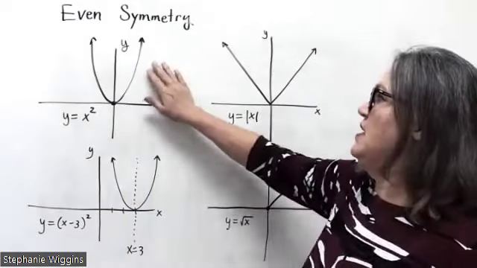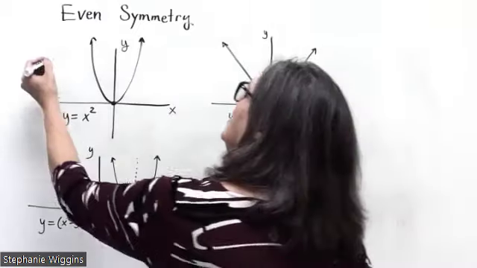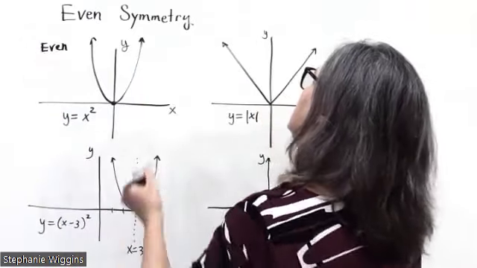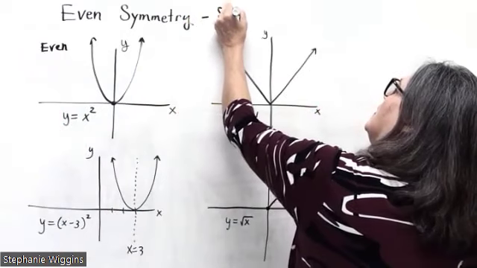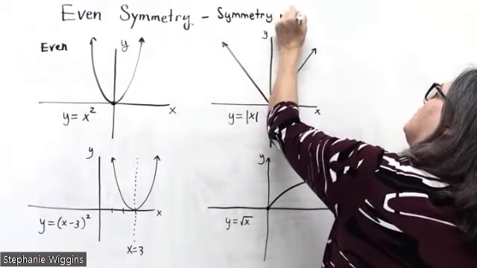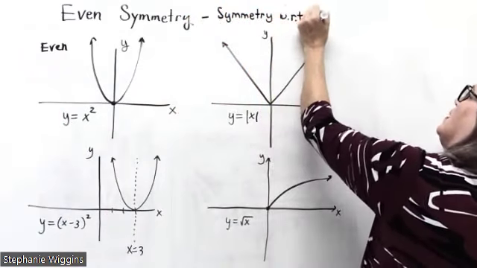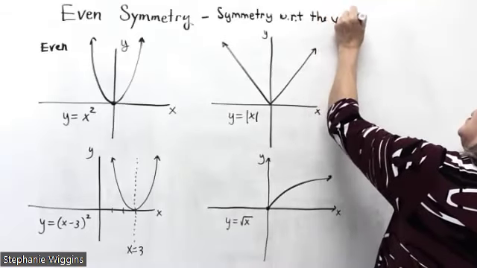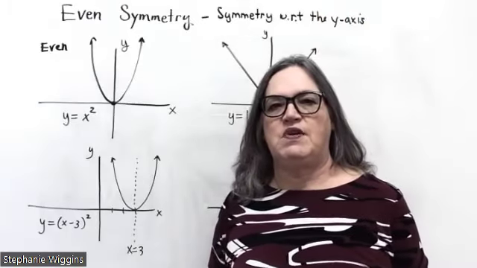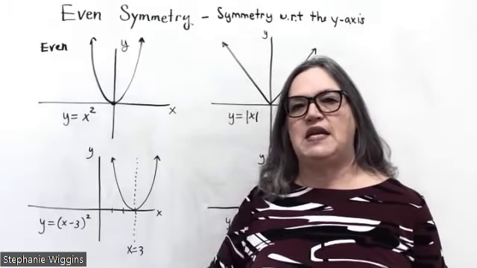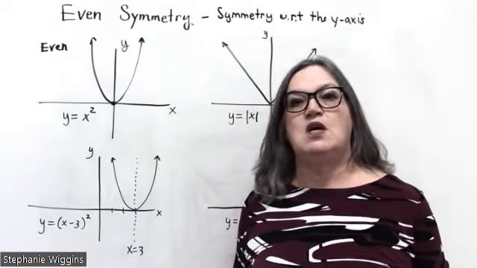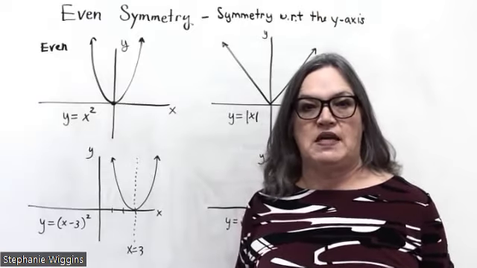So this function is even because it's symmetric with respect to the y-axis. And I write with respect to WRT. So you can tell a function is even symbolically by substituting negative x into your function. And if you get the same function out, then you've got an even function.